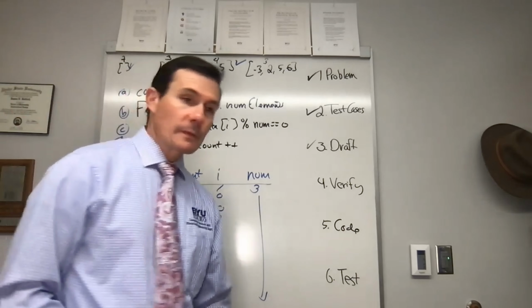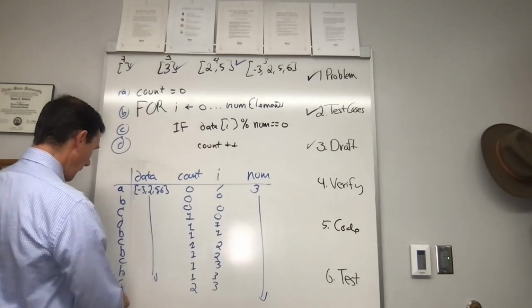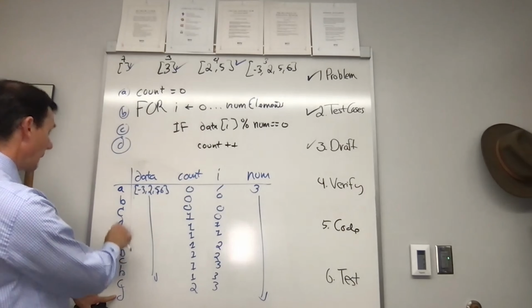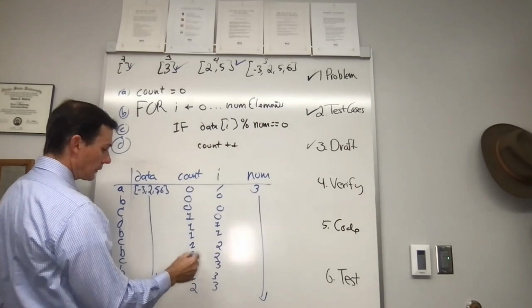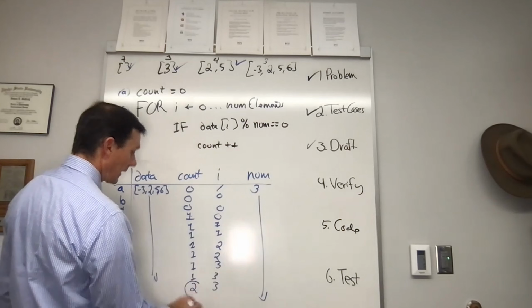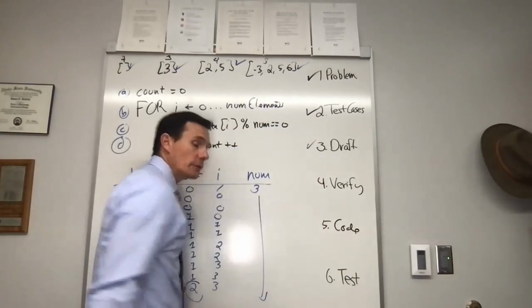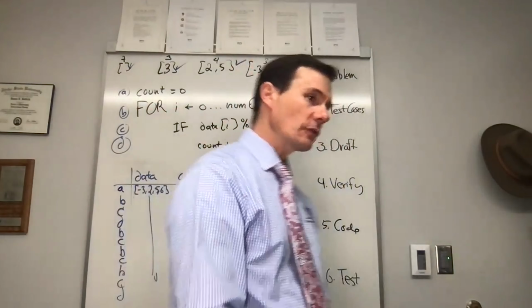Okay, now I'm finished here. Notice how I only go into line D two times, and I do it for -3 and for 6. And that's when my count goes up from 0 to 1, 1 to 2. Therefore, the answer is 2. Now I verified my pseudocode with all my test cases. I can proceed confidently into the coding section.